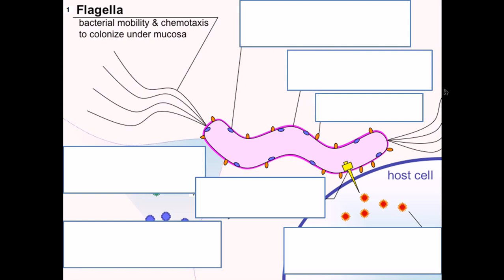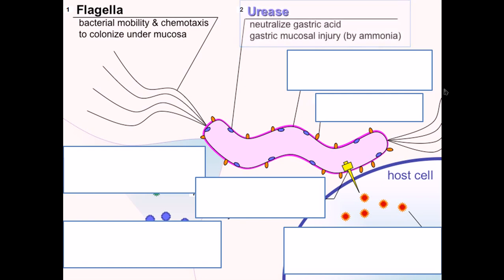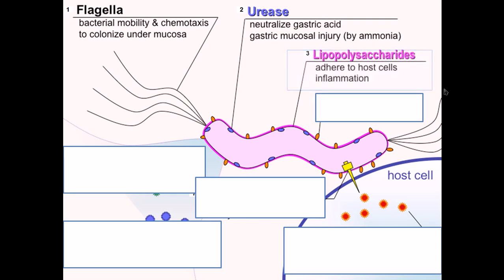Using the flagella, this bacteria can usually migrate and move through the stomach. It can migrate through the stomach and finally reach the stomach. That's very important. And the second thing is urease. We know this enzyme helps to neutralize the gastric acid by converting urea into ammonia and carbon dioxide.